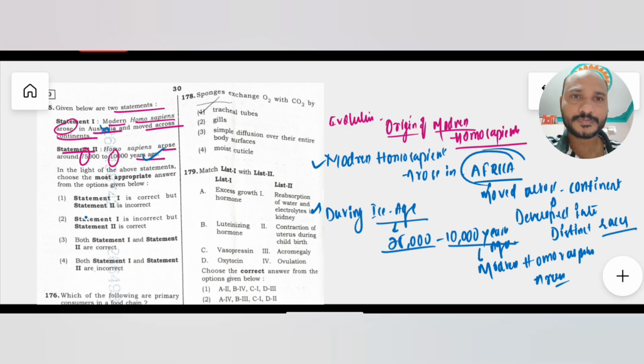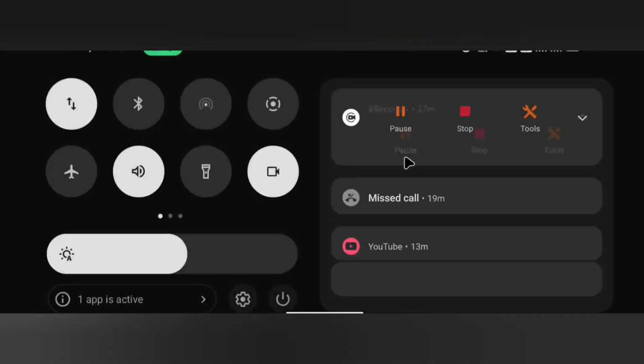This statement is true. So choose the most appropriate answer here. Statement 1 is correct? No. Statement 1 is incorrect. Yes. But statement 2 is correct. So the right answer is the second one. Okay.